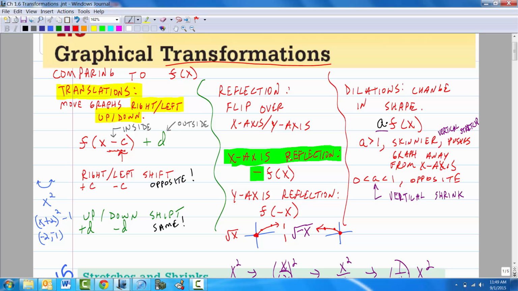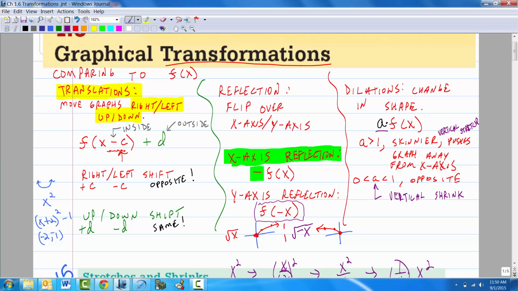Next, let's go to the middle column. X-axis reflections. When you throw a negative in front of an x squared, it flips the parabola upside down. We know that. That happens for all functions. I throw a negative in front of the function itself, it flips it. But look at this one. I will circle it. That is a negative inserted on the inside of a function.